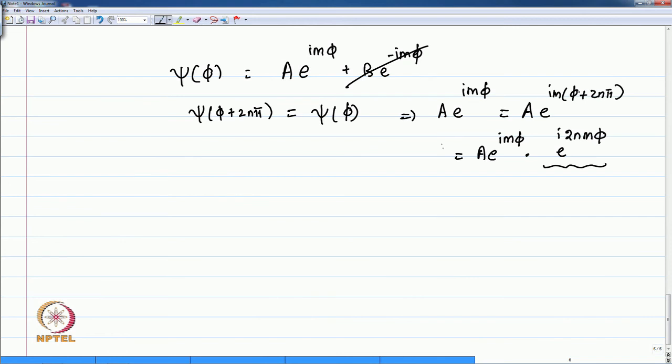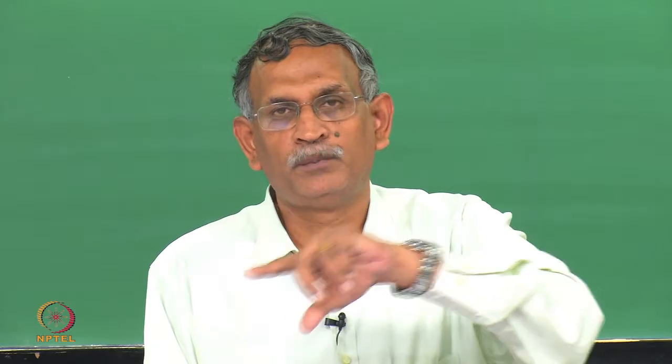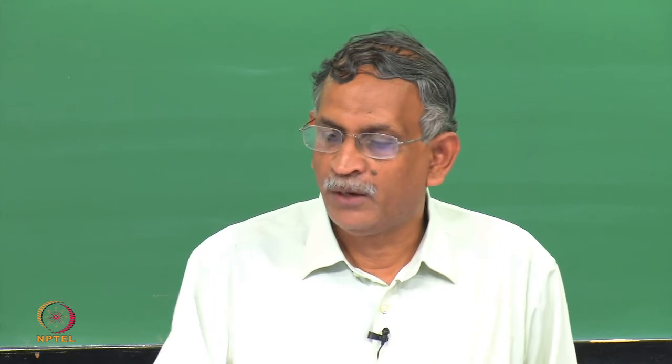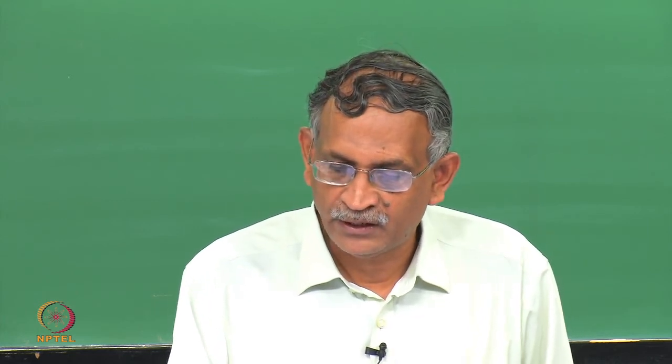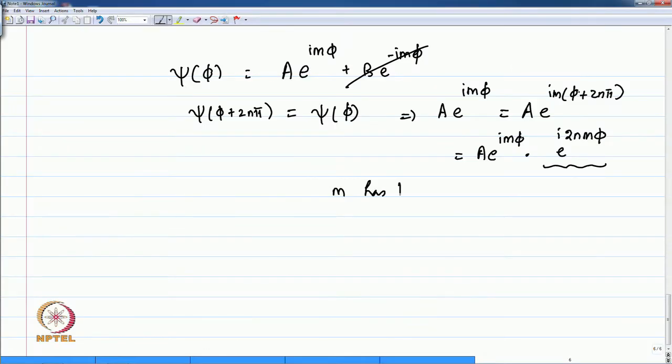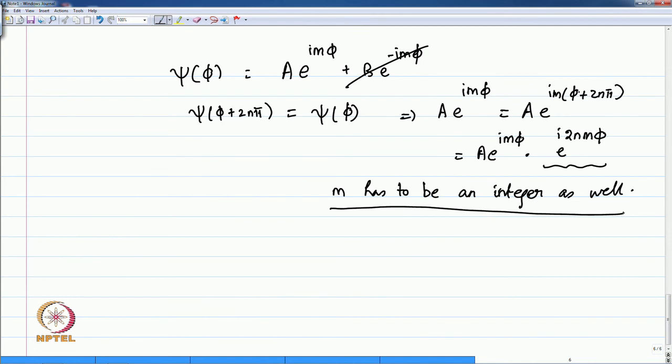If the wave function has to be the same for all such values of repeating phi, phi plus 2 pi, phi plus 4 pi, phi plus 6 pi and so on, then the only possible value for that is that m has to be an integer as well. Okay. That is the quantization.